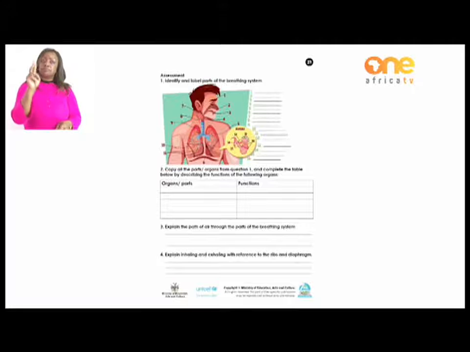Question 3. Explain the path of air through the parts of the breathing system. We want you now to explain which parts of the body or breathing system are involved in breathing, either breathing in or breathing out. Explain all the details, all the points that air has to pass until it goes where it has to go and until it leaves our body. Question 4, explain inhaling and exhaling with reference to the ribs and the diaphragm. We want you now to explain what happens to the ribs and what happens to the diaphragm during the process of breathing.